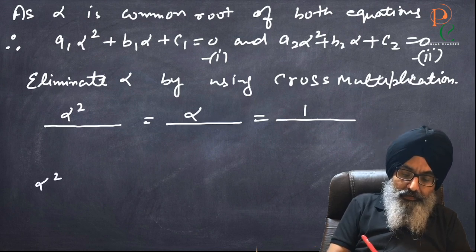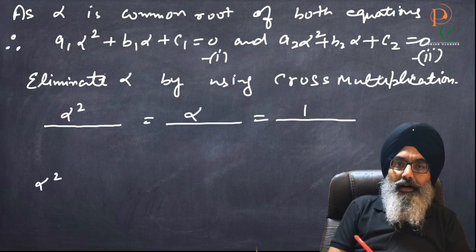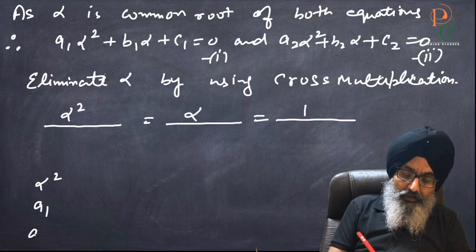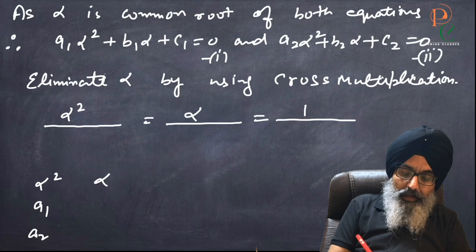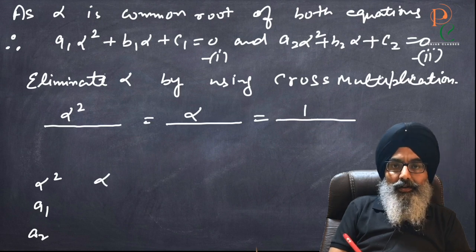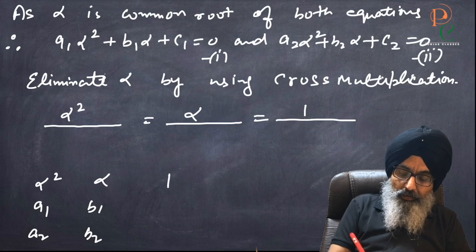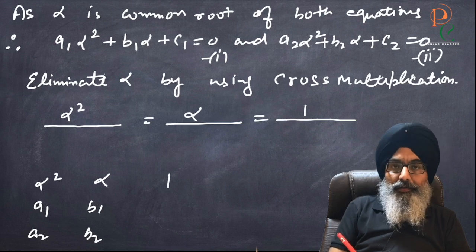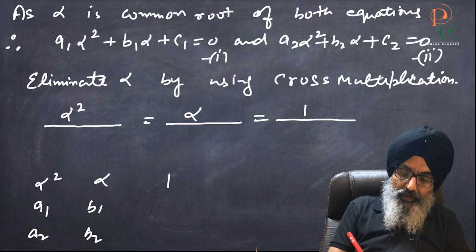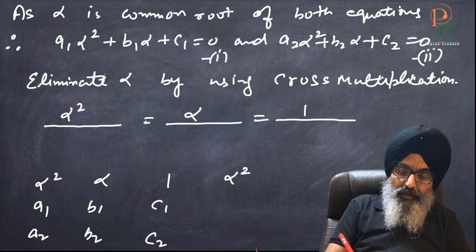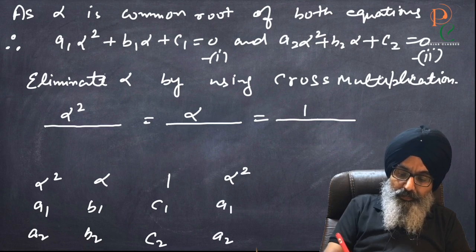Let's write alpha square, and under alpha square I write the coefficients of alpha square from the two equations, which are a1 and a2. Then I write alpha. Under alpha I write the coefficients of alpha from the two equations, which are b1 and b2, and then I write 1, and under 1 I write the coefficients of the constant terms c1 and c2, and again I repeat alpha square, and under that a1 and a2, alpha and b1 and b2.